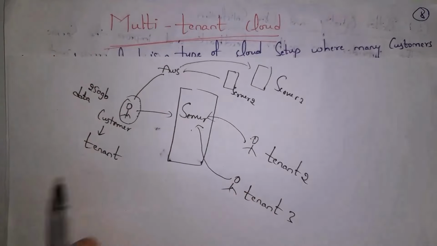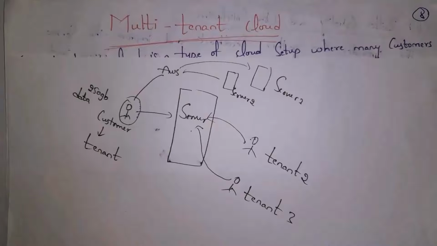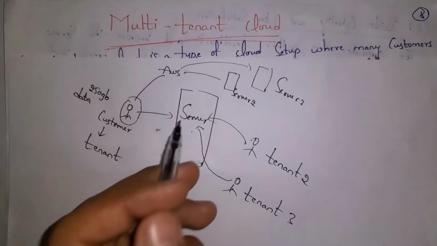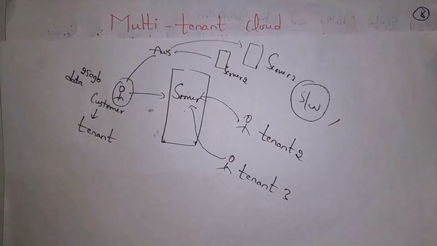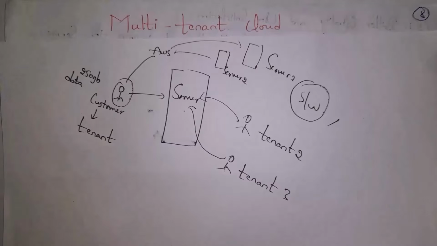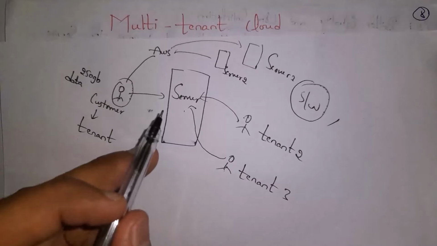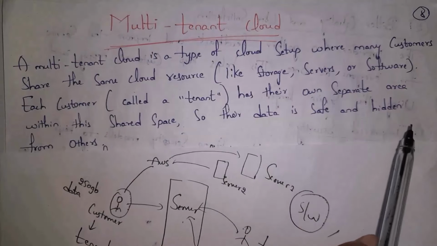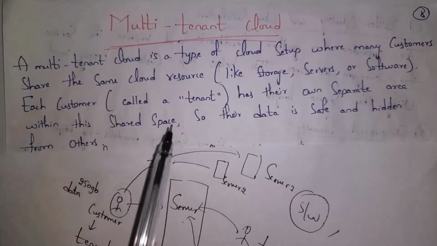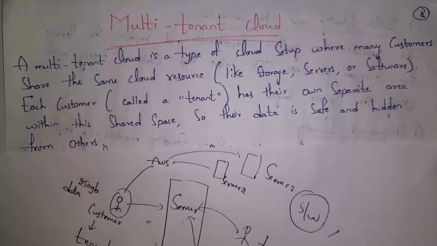That is nothing but multiple people will use same cloud resource at a time. Guys, not only servers, AWS also contains software, storage, etc. Multiple people can use same software, same storage and same servers at a time. And all these people are independent. Whatever data you store in cloud, the data is secure. No one can access your data. In cloud, each customer has their own separate area within the shared space. So your data is safe and hidden from others. No one can access your data. You have your separate space.